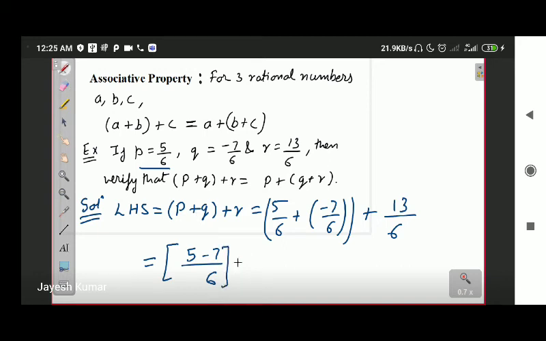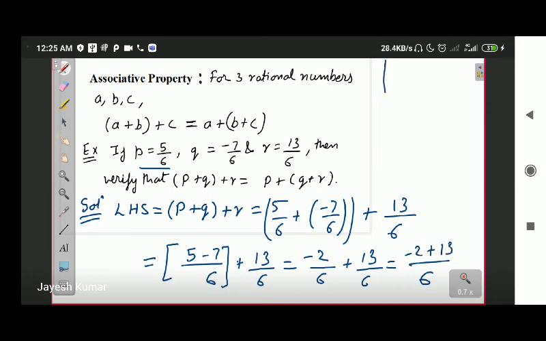Okay, plus 13 upon 6. The answer of the bracket will be 5 minus 7, that is minus 2 upon 6 plus 13 upon 6. Finally, what you do is you take once again the denominator, which was the same, minus 2 plus 13.